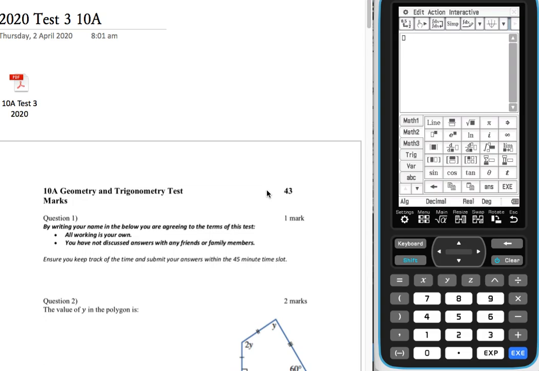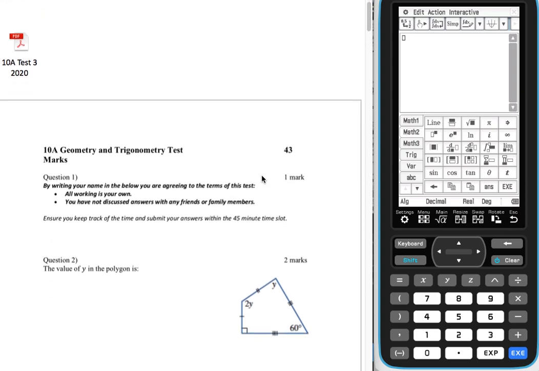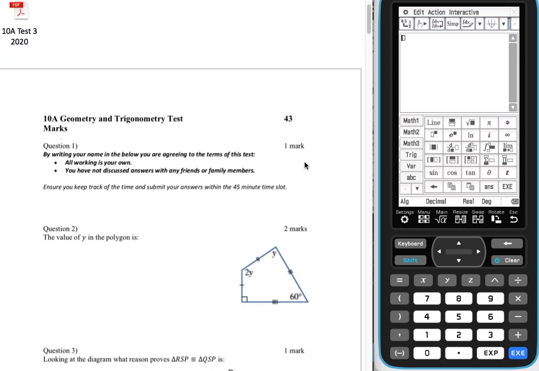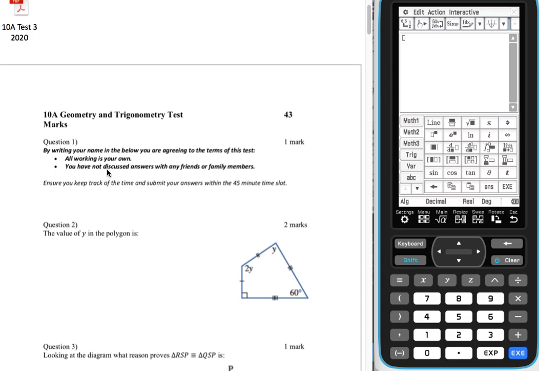In this video, we'll be looking at the 2020 Test 3. This is the Year 10A test that was hosted on Tuesday online. So I'm going to go through the worked solutions now. I've got my calculator ready, make sure it's in degrees and decimal mode. So writing your name, 1 mark, so hopefully you got that, and just saying that all your work's your own and you haven't discussed your answers with any friends or family members.